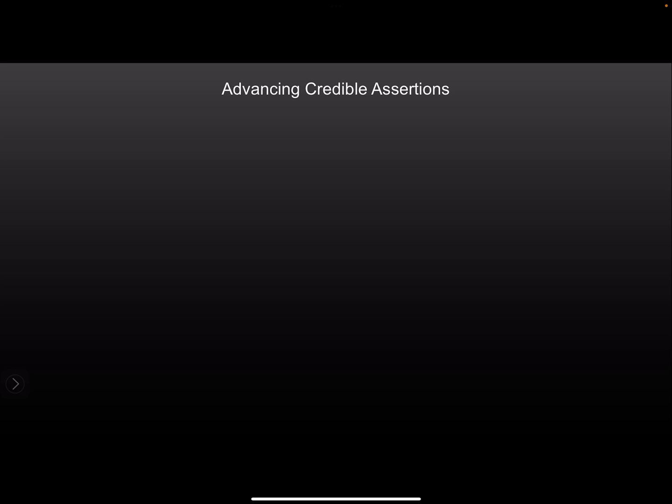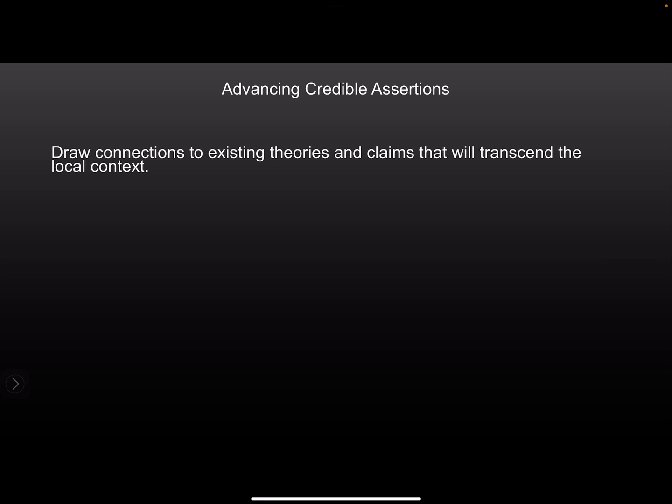Advancing credible assertions. So, an important question that needs to be answered is what counts as credible evidence? The design must draw connections to theoretical assertions and claims that transcend the local context. Local consequences and utility is not enough. It must include a narrative. It should include a series of related plots and describe the changes over time so that the reader understands what changes were made and why they were necessary.